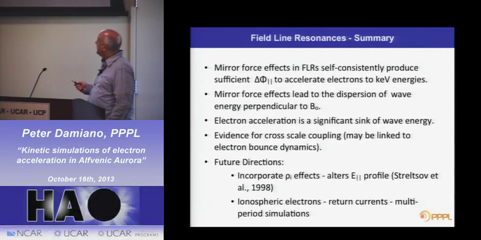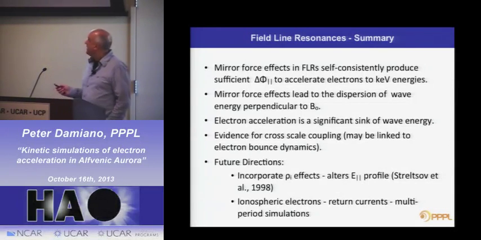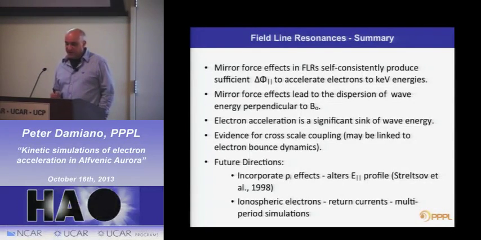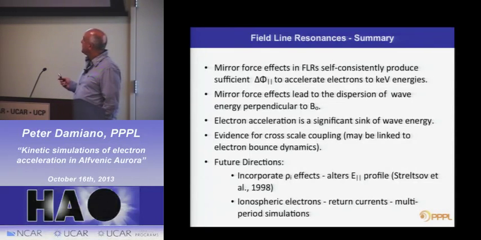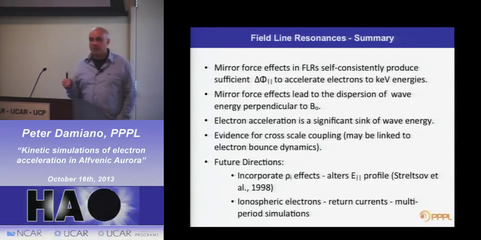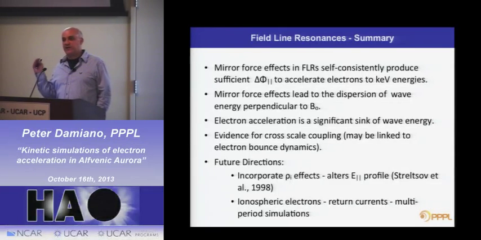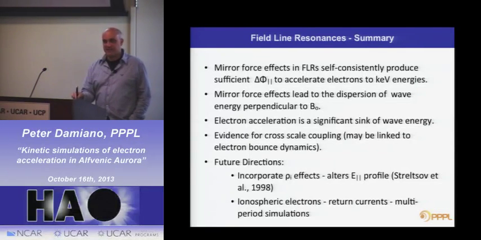One thing I didn't elaborate on too much, and we're still investigating, is this cross-scale coupling that we're noticing in the hybrid model simulations, and we think it may be linked to electron bounce dynamics, but that's a feature we're still investigating. But even with this cross-scale coupling, in these global systems, the physics driving the electron energization is global, whereas when I'm going to be talking about the broadband aurora, what's going to be driving it is actually how the energy gets to the kinetic scales in that case.